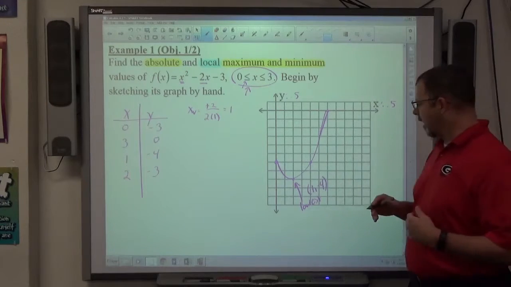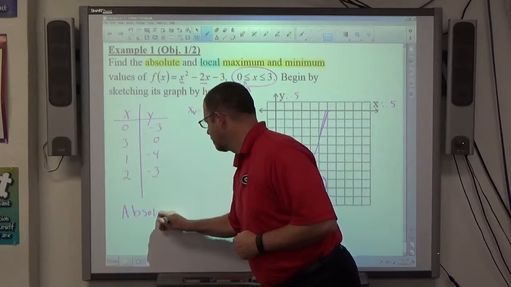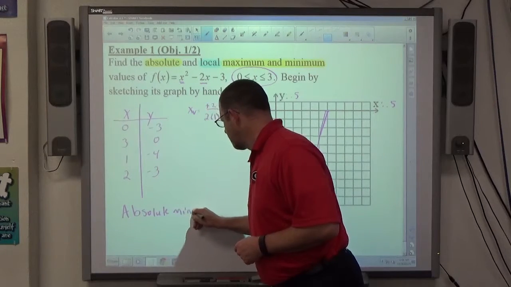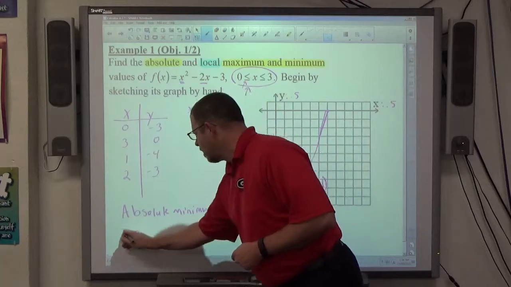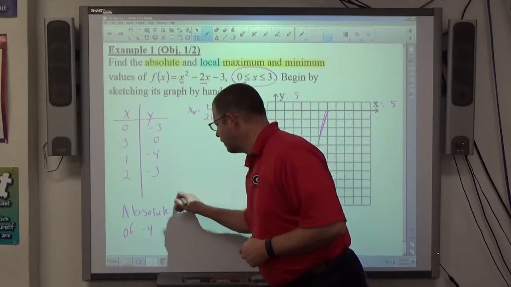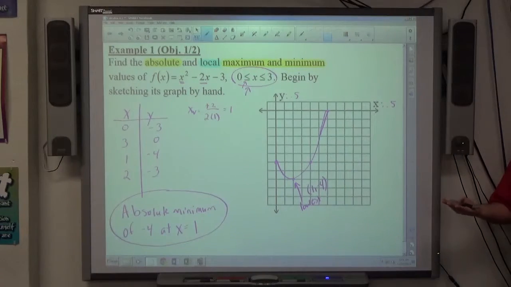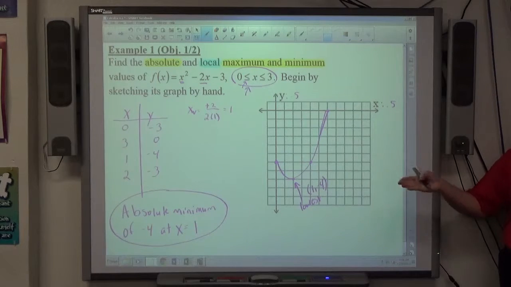So the way we write our answer is: absolute minimum of -4 at x equals 1. That's how you write an answer to a question like this. And again, that's using the graph in order to answer the question. All right? Tell me what the value is, the y value, and where it occurs, the x value.